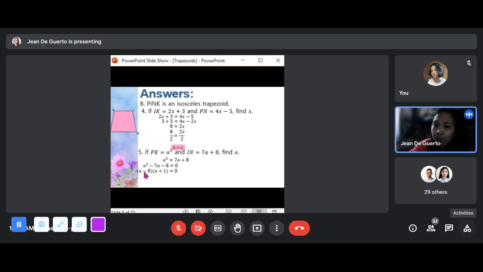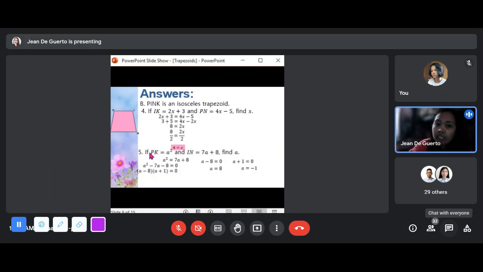So, we are going to apply the ZPP or the zero product property. We set each factor equal to 0. So, we have A minus 8 is equal to 0. So, yung first value ng A natin is 8. While the second value of A, iset natin yung A plus 1 sa 0. So, therefore, we have negative 1.